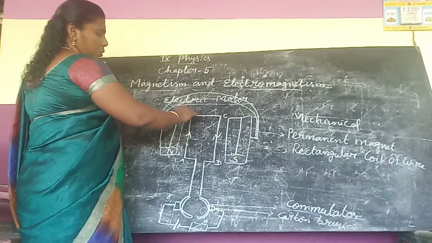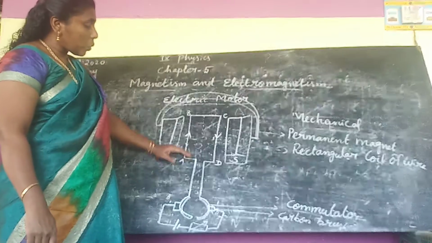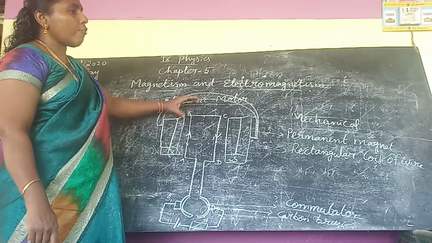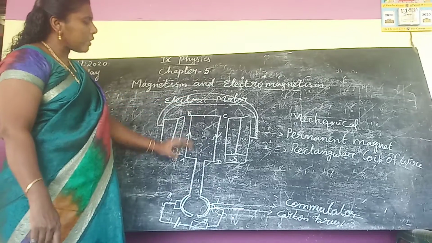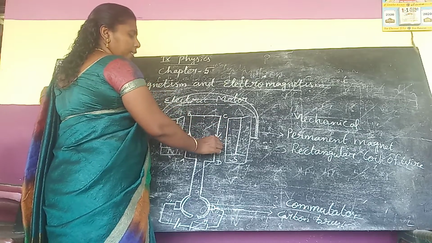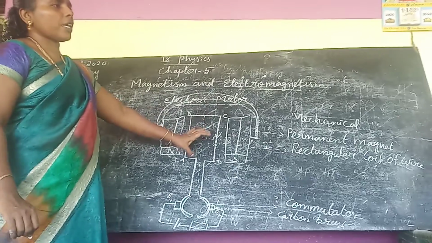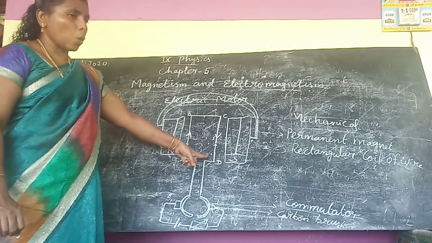Downward. The force acts downward. The current flows upward here. What happens? The force on the conductor will act downward. Here the current flows downward, so the force on the conductor will act upward. Because of the force on the conductor only, the coil will rotate.